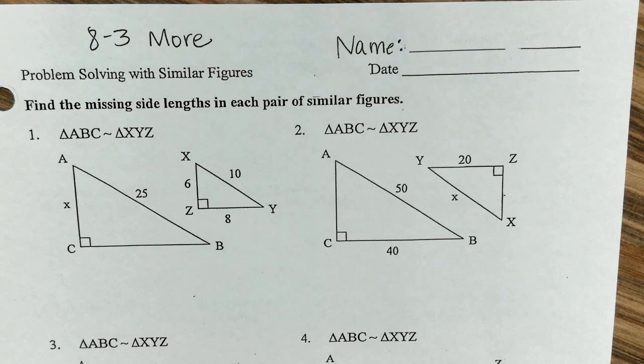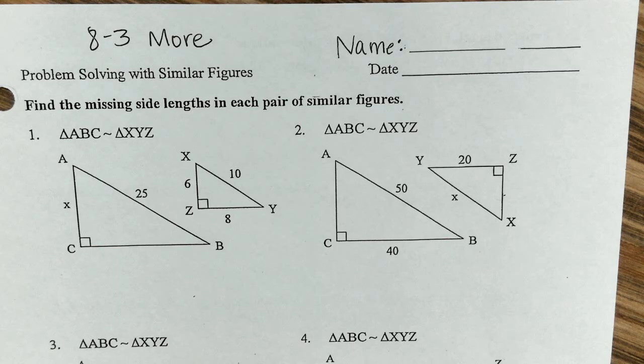Their angles are congruent. Their angles are the same. The angles are congruent. The sides are proportional. To find a missing side's value, you can make proportional ratios, and you can cross multiply and divide.